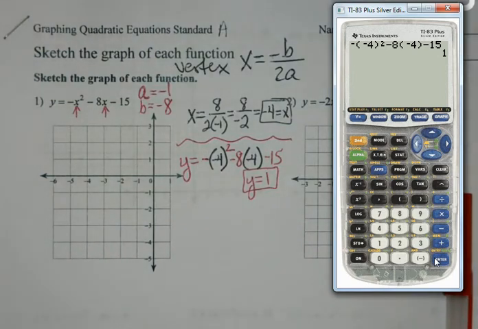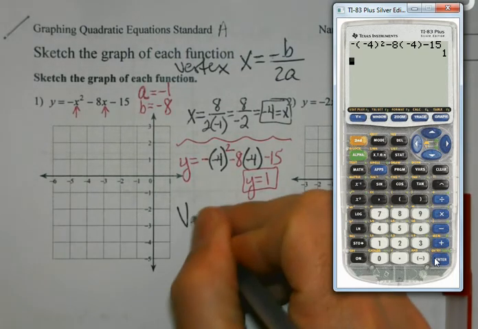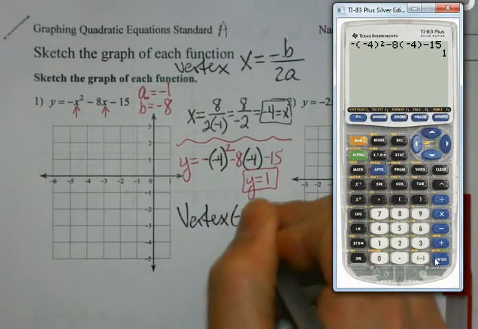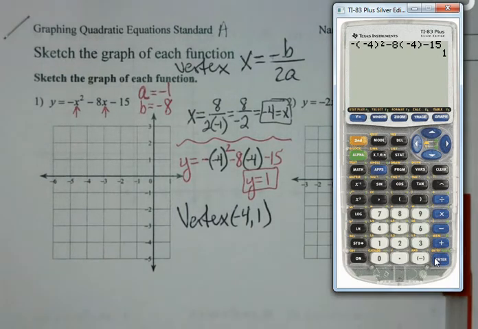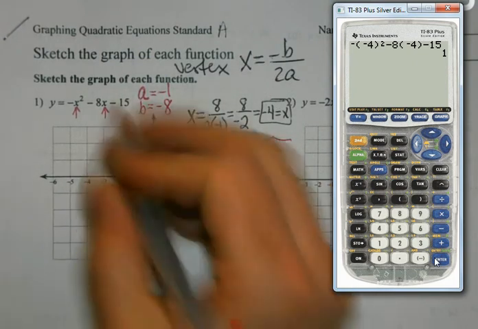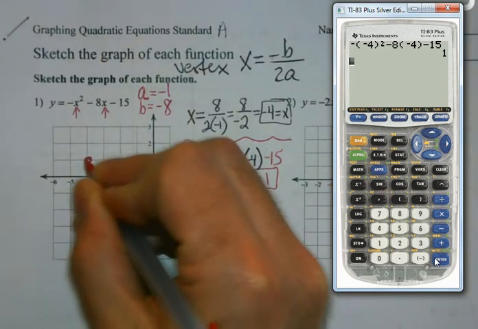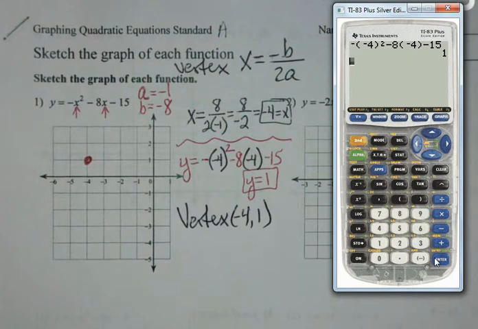So, when we're working on these, this tells me that my vertex is negative 4, 1. Sorry about the delay there. So that's the first thing I'm going to do. I'm going to go to the graph. I'm going to go to negative 4, 1. I'll put a dot. That's the center point of my graph.